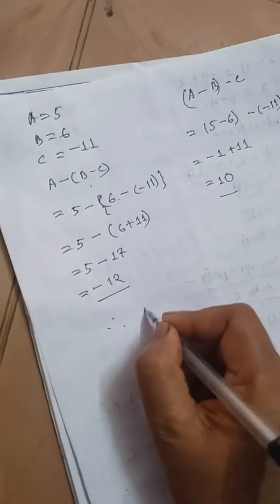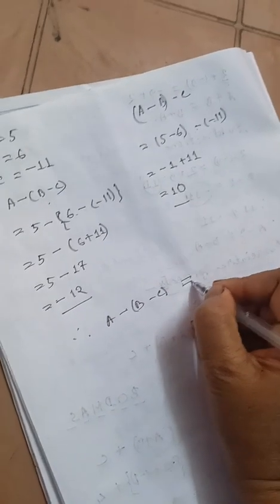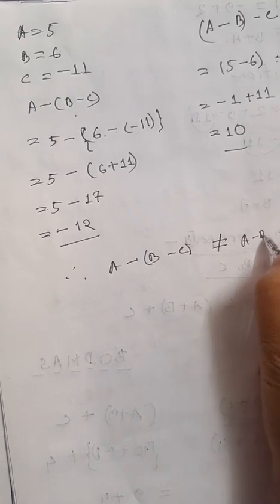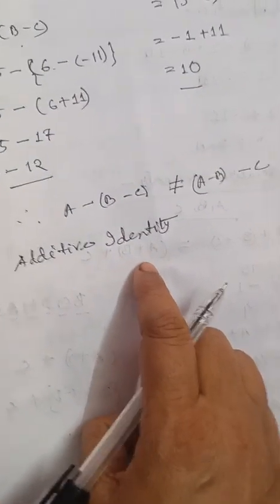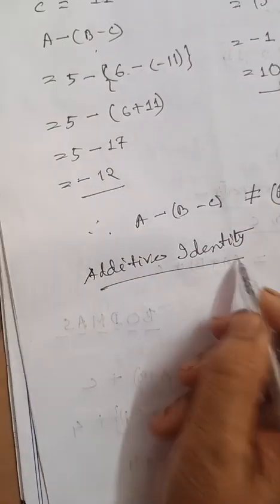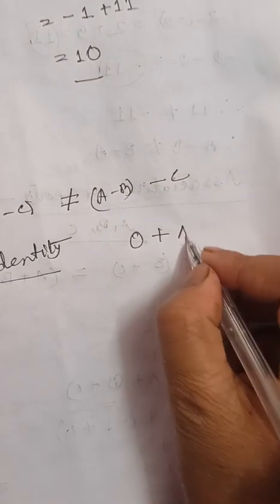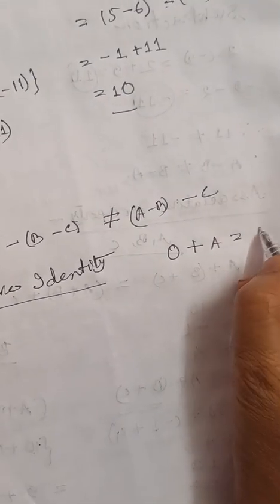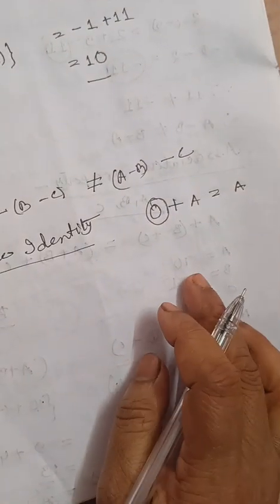So this is not equal to this. Therefore the difference A minus (B minus C) is not equal to (A minus B) minus C. Okay. Now see additive identity. When we add 0 to any integer, we get the same integer. So 0 is called an additive identity for integers.